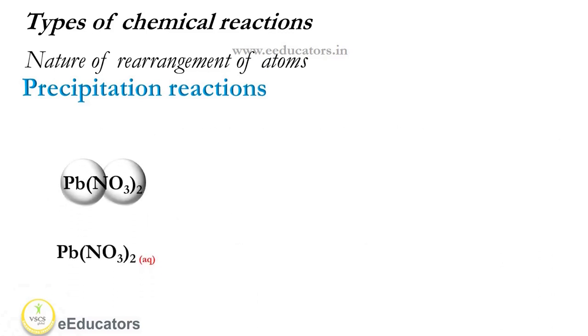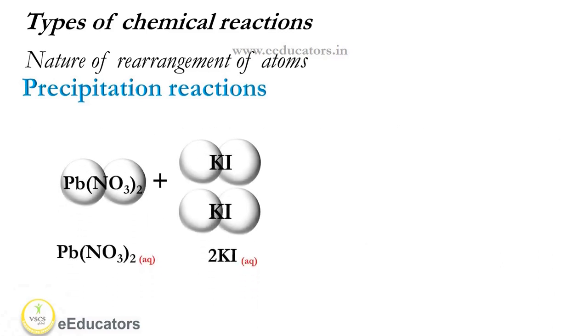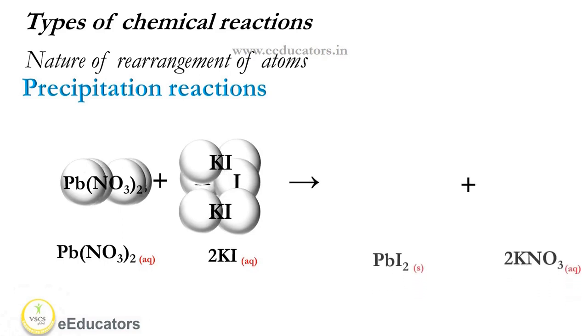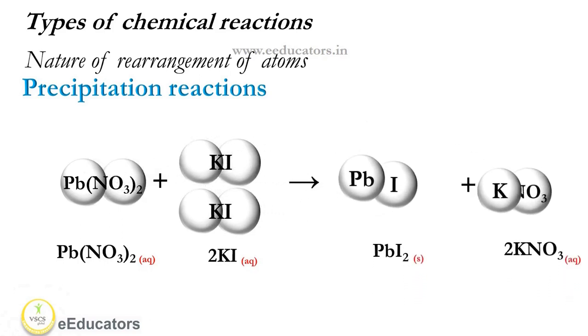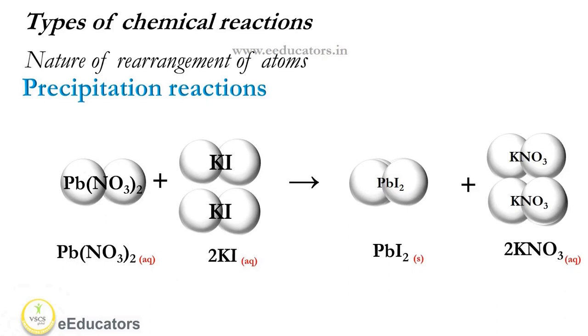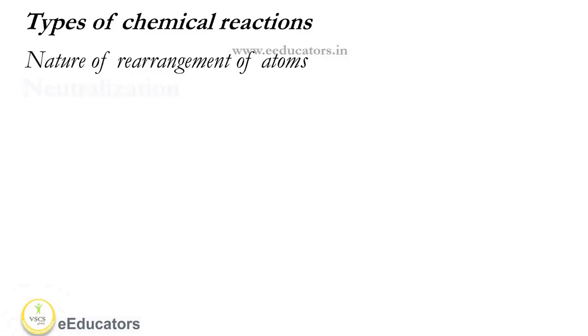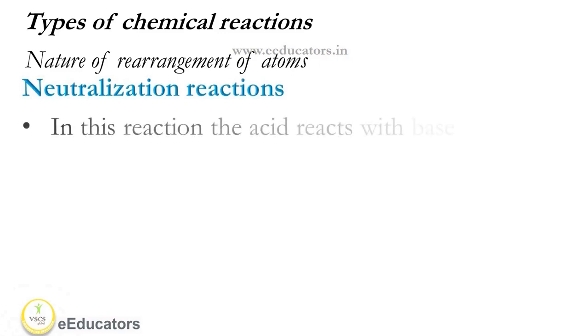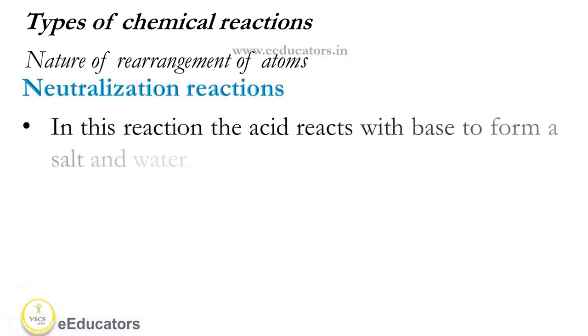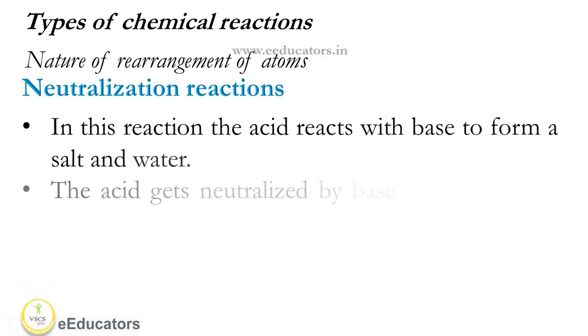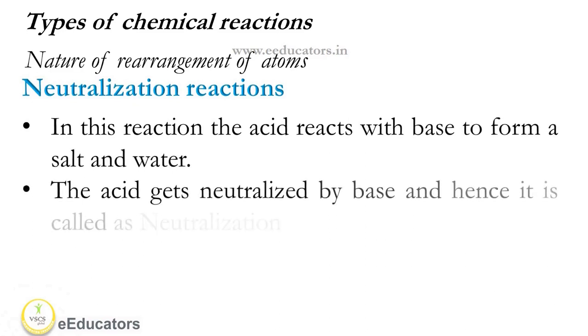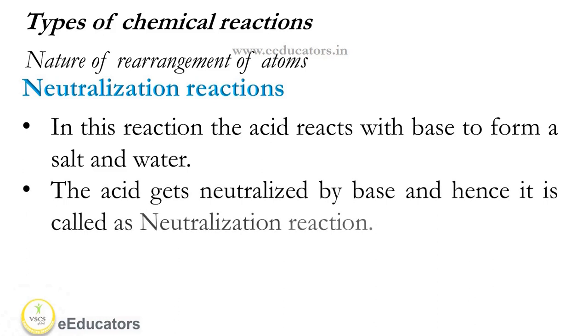When lead nitrate reacts with potassium iodide, potassium and lead displace or replace one another and form the products lead iodide and potassium nitrate. Here the lead iodide is the precipitate formed, in yellow color. Neutralization reactions. In this reaction the acid reacts with a base to form a salt and water. The acid gets neutralized by the base and hence it is called a neutralization reaction.